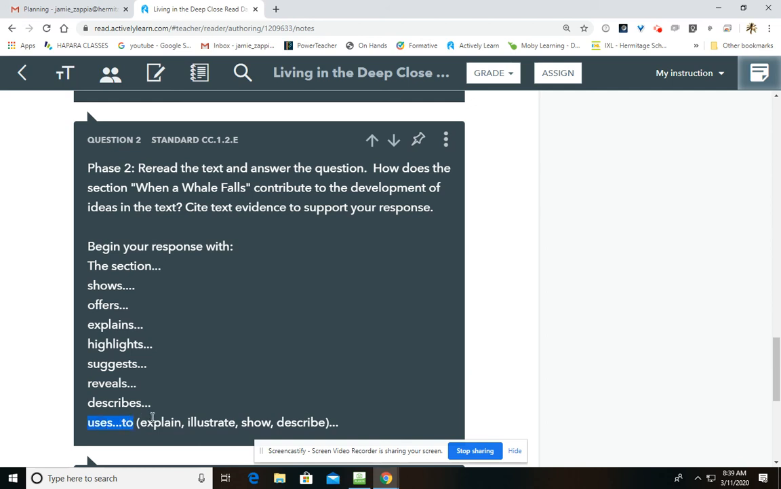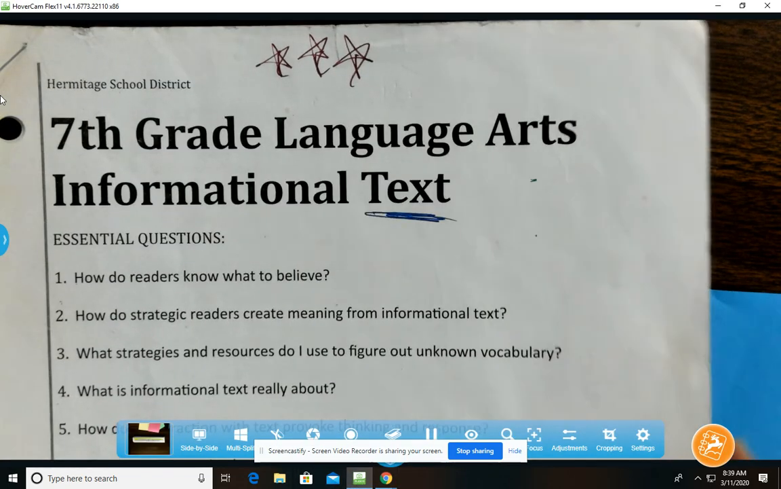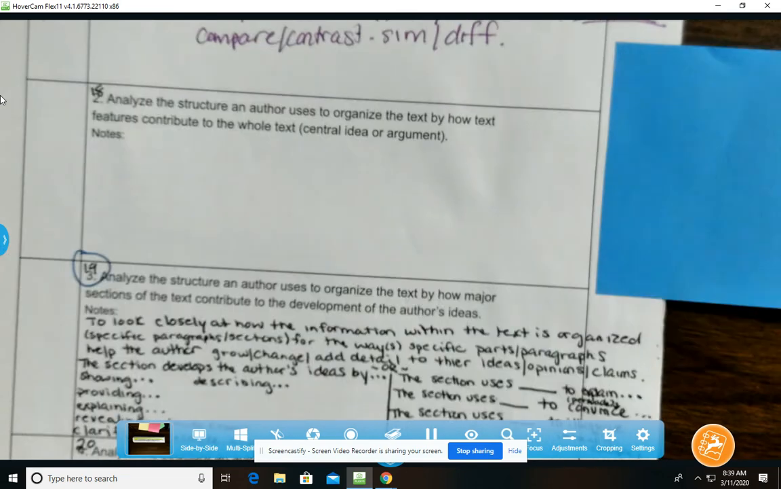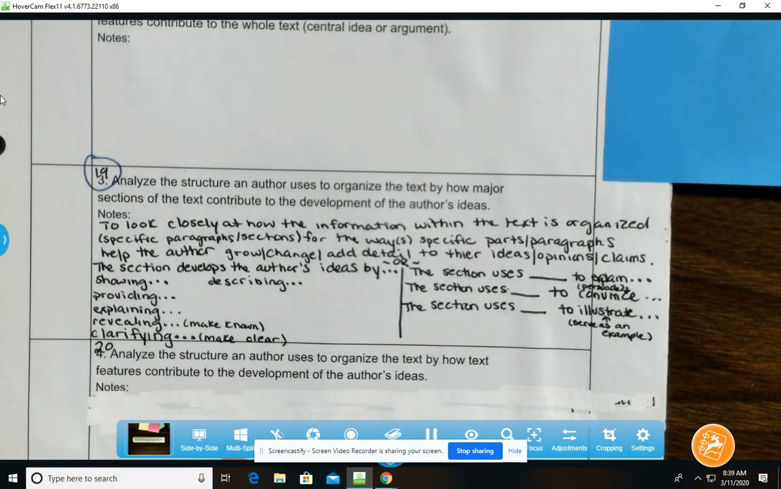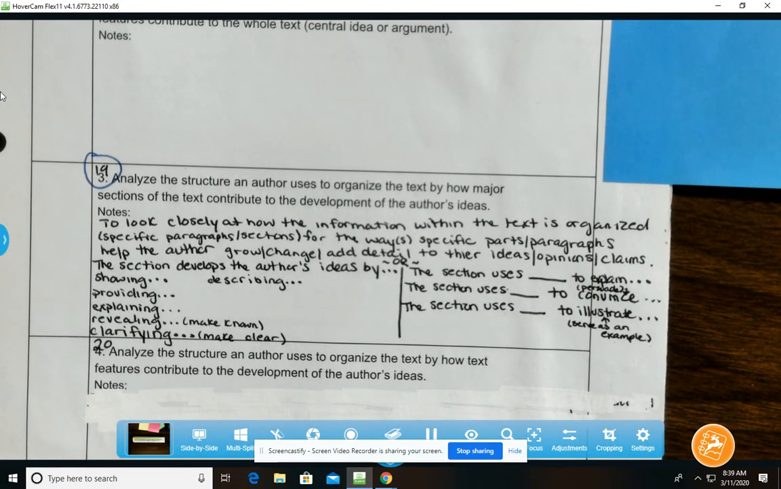And then you would have to continue and say to explain, illustrate, show, or describe, or any of the listed above items, and then finish that sentence. So please make sure you begin your response with one of the following and then provide cited text evidence. As we read in this section, we're going to be looking at learning target number 19, to analyze the structure the author uses and how the way the author actually writes it on the page contributes to the ideas that they have to say.